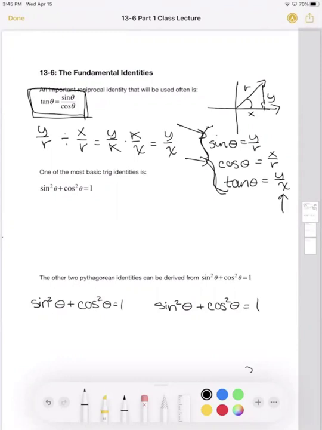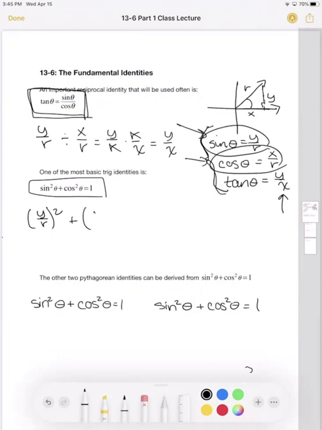Now let's move down to one of our basic Pythagorean trig identities and see how that's derived. So the sine squared of theta is the same thing as y over r squared, because remember, the sine is y over r. I'm going to add to that the cosine of theta squared, which is x over r squared. And we're saying that's equal to 1. Well, let's go ahead and simplify this. Y squared over r squared plus x squared over r squared equals 1.